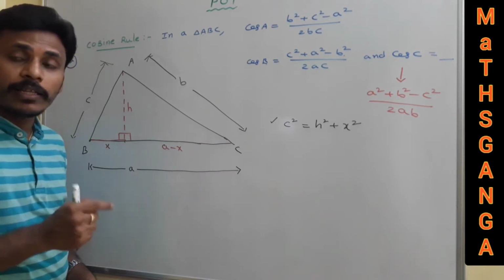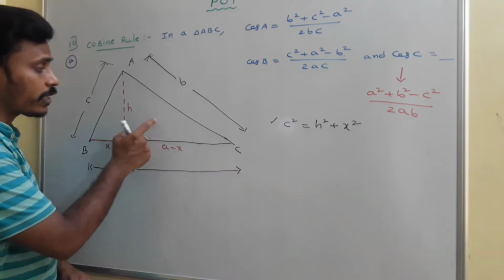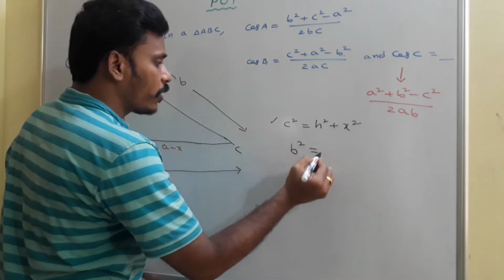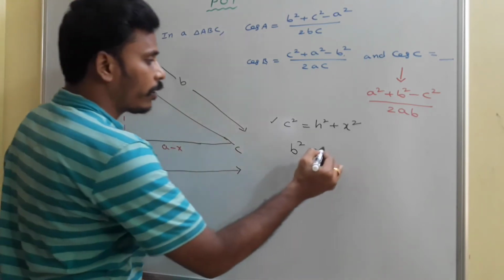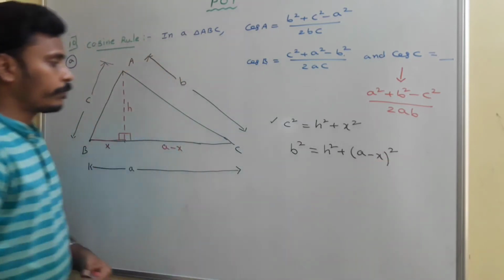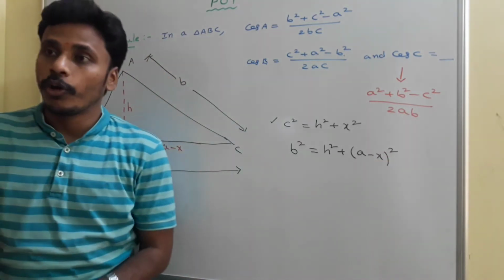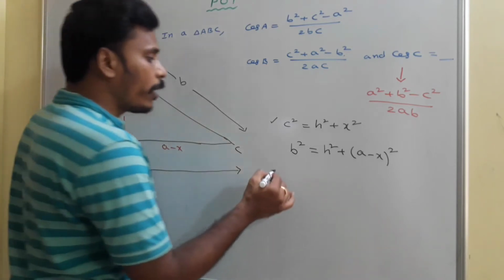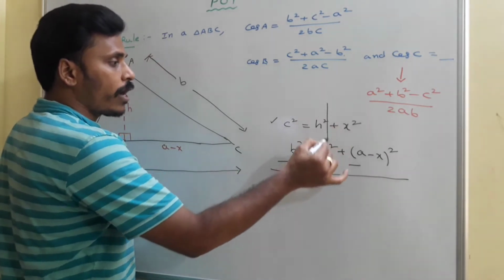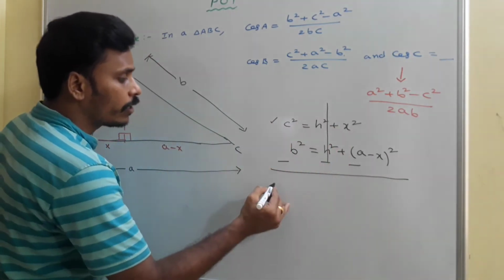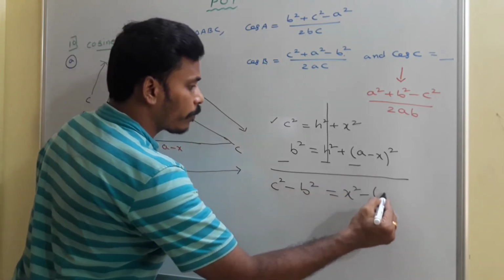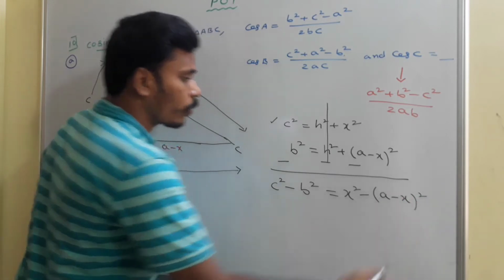Similarly, if I apply the Pythagorean result for this second triangle, here the side opposite 90 degrees is b. So b square is equal to the sum of the squares of the other sides, h square plus (a minus x) whole square. Now what I am going to do is eliminate h first. To eliminate it, you just do subtraction. This h square and h square get cancelled. Then what I have here is c square minus b square is equal to x square minus (a minus x) whole square.